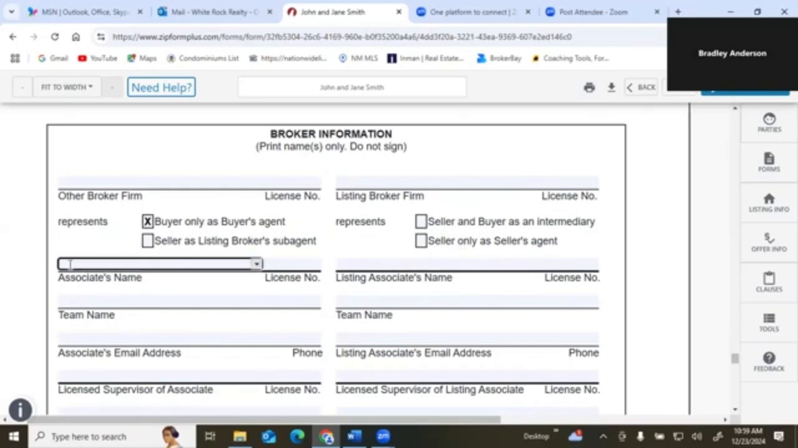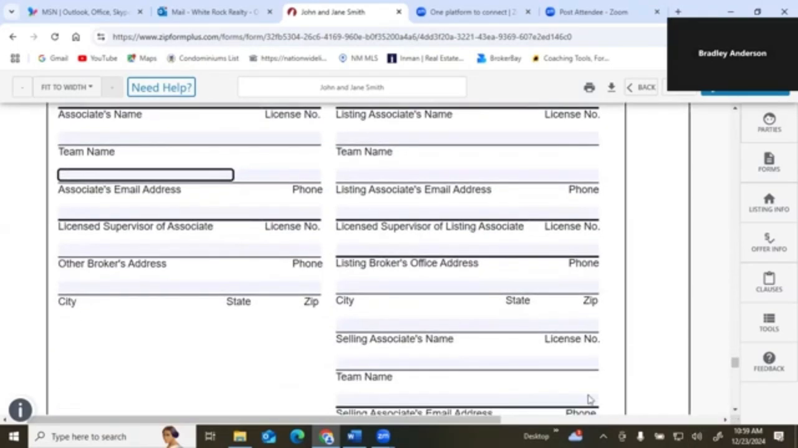So you are the associate. All right. If you belong to a team, your team name goes there, your email, your phone number, your license number. And then your broker, or in this case, me, if you're a White Rock agent, I am your supervisor. And then I, as an individual, have my own license number. Okay. And then our physical address, our phone number, and all that.